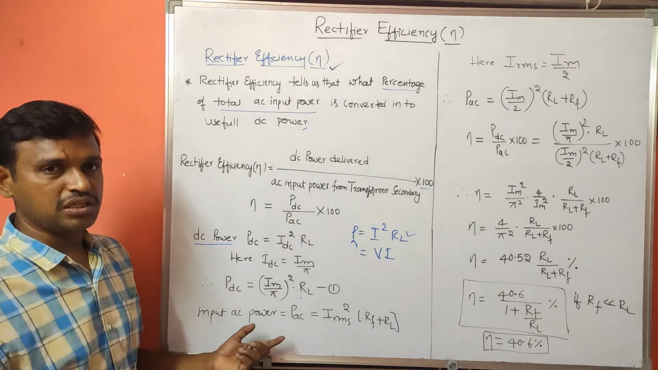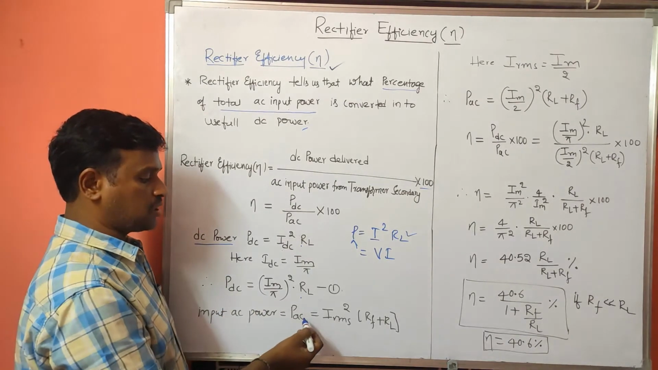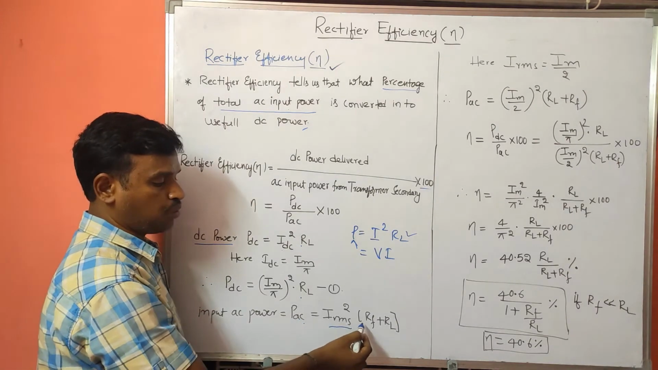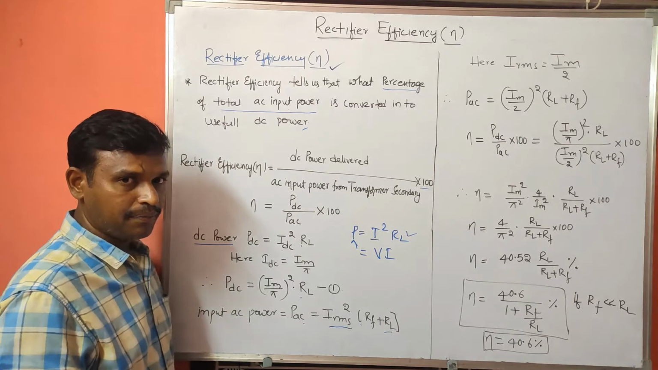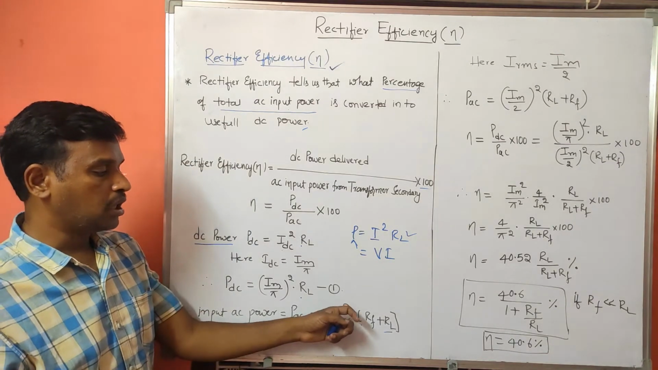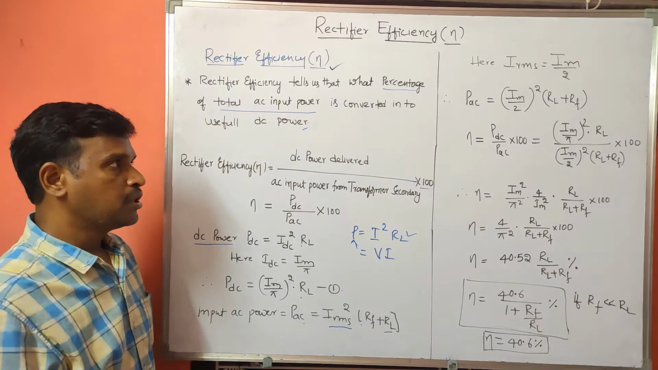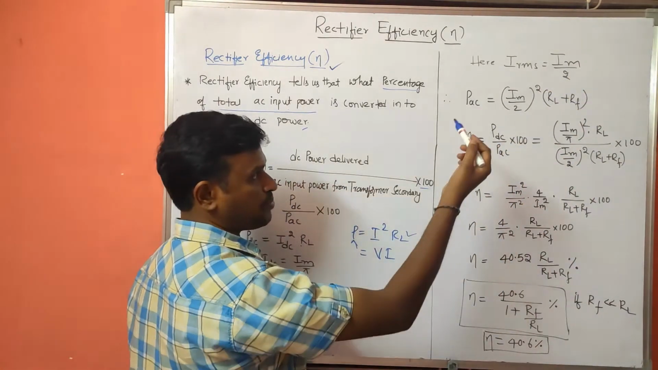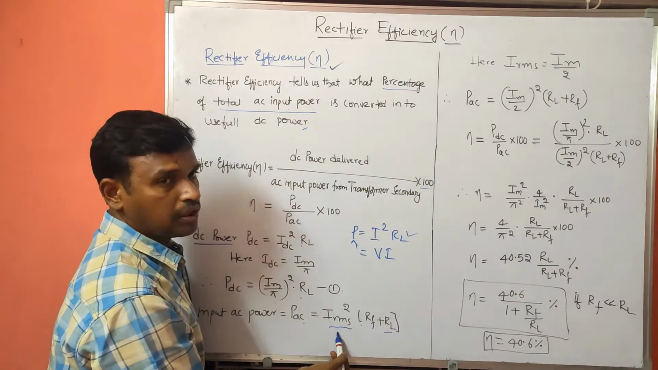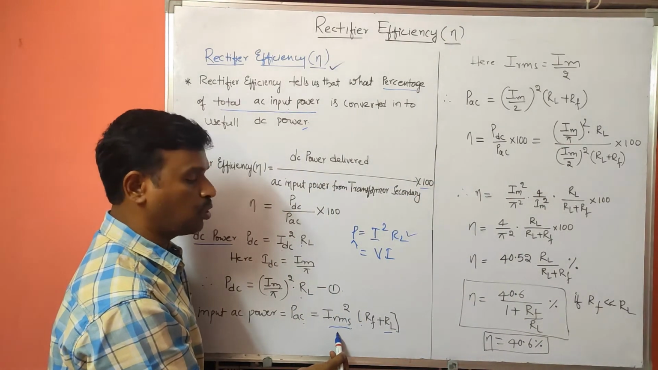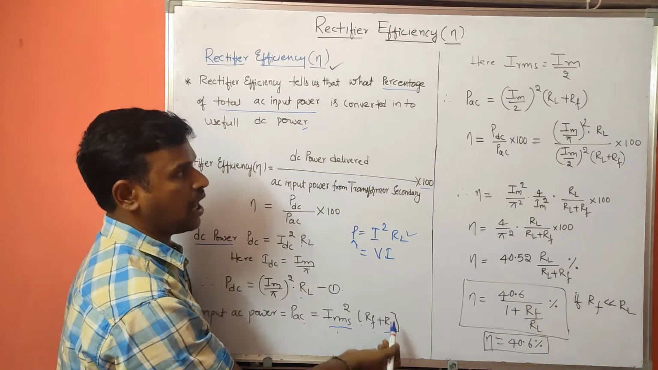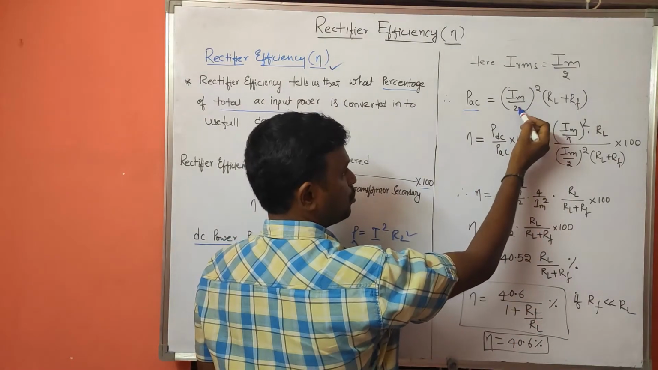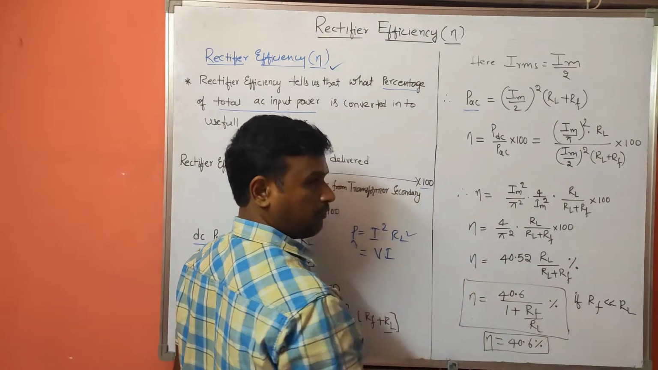Now, what is the AC input power? In the previous discussion we calculated that the AC input power is equal to IRMS square multiplied by (RF plus RL). We know that IRMS is equal to Im by 2. If you substitute the IRMS value, the input AC power is equal to (Im by 2) whole square multiplied by (RF plus RL).